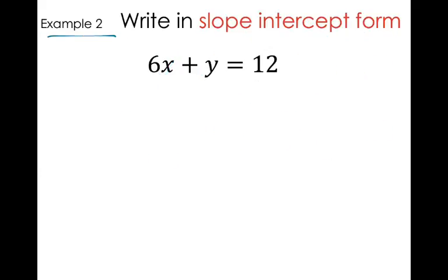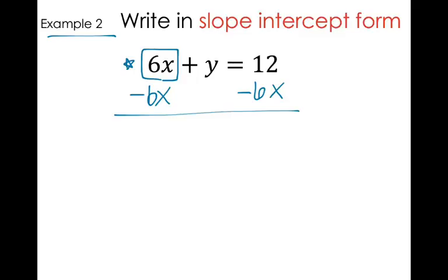Okay, example 2. You don't need to rewrite the directions, but do write this example down. 6x plus y equals 12. So step 1 is to add or subtract the term being added to the y. We're going to undo addition first before we undo anything else. So if I subtract 6x from each side, my x's eliminate, and I'm left with y equals negative 6x plus 12. That's it. This is now in y equals mx plus b format, and we're done.